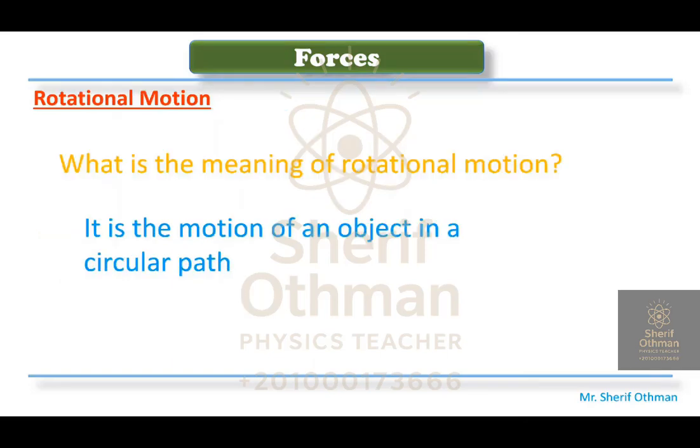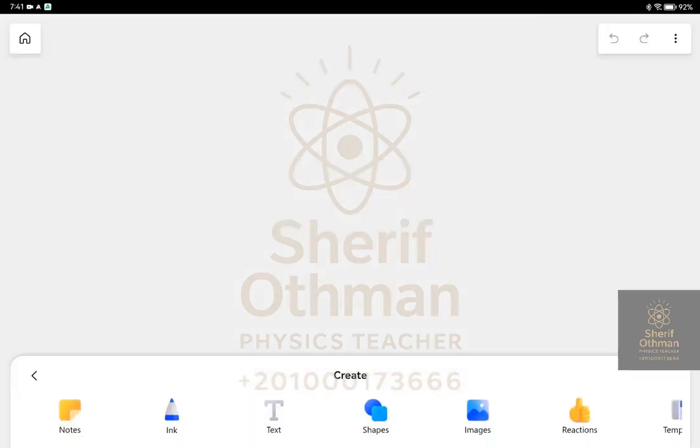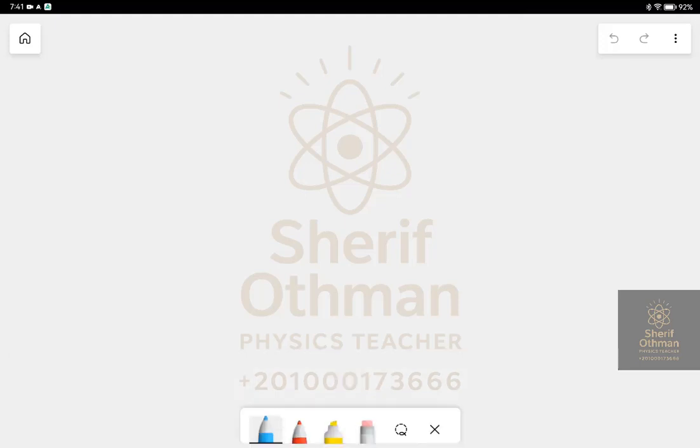Rotational motion. What is the meaning of rotational motion, guys? Rotational motion is when the object moves in a circular path, rotating around a center point, which is the center of the motion. Before studying rotational motion, we have to study circular motion. Here is an object which is moving in a circular path around a center point.